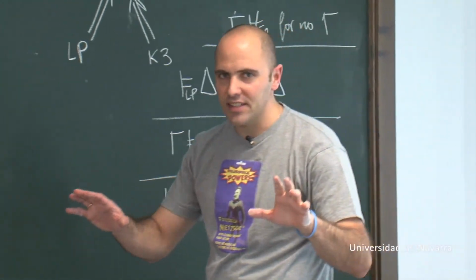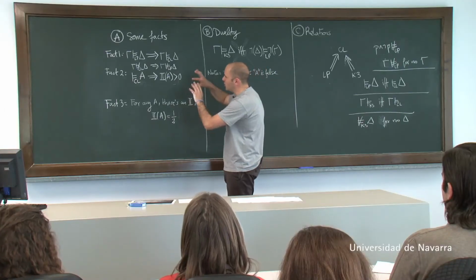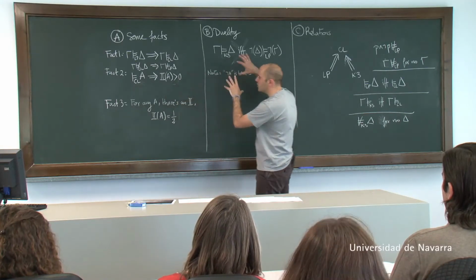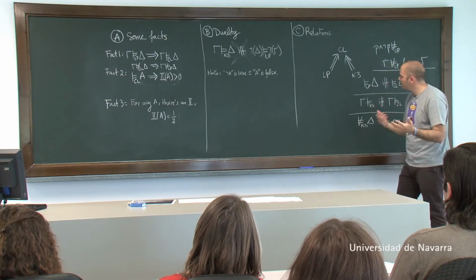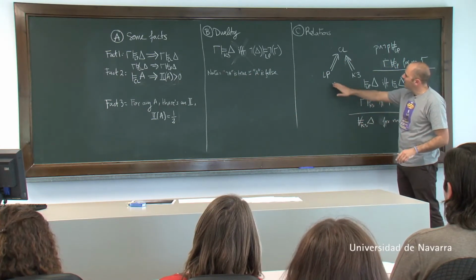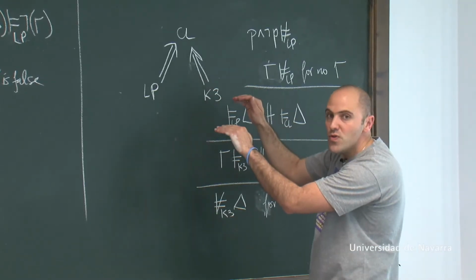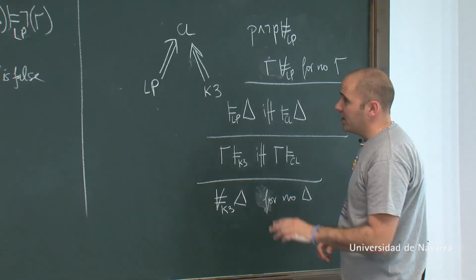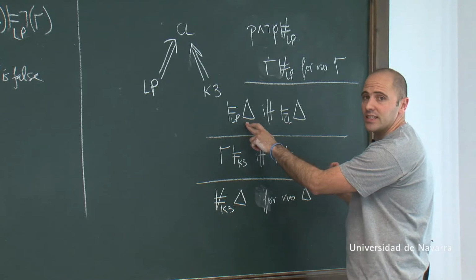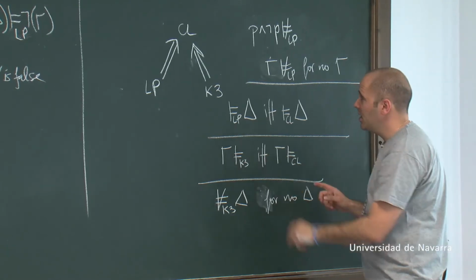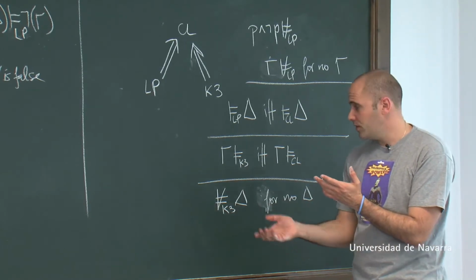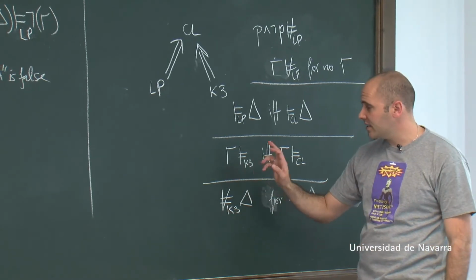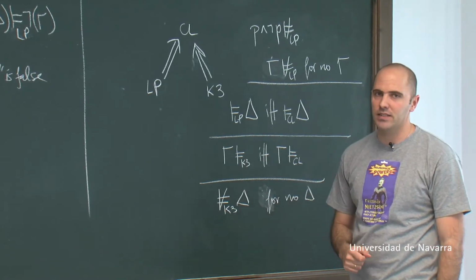So just to summarize, to recap, we've got some facts, we've got duality, right? And relying on these facts, we can relatively easily show that LP and K3 are both weaker than classical logic, that LP is classical on the right, but is empty on the left, and the dual situation for K3, right? So K3 is classical on the left and empty on the right, okay?